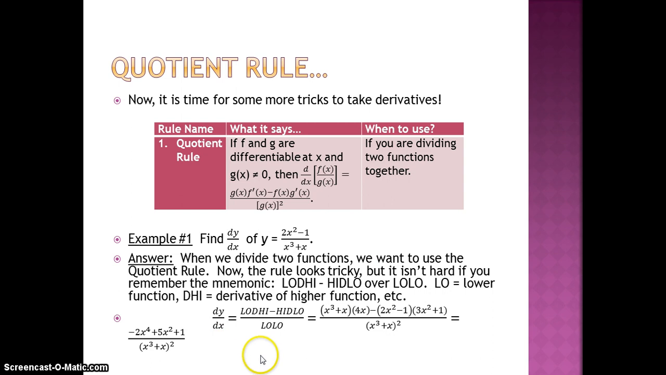So in this case, we apply low d high minus high d low over low low. Low is x cubed plus x. D high is 4x. High is 2x squared minus 1. D low is 3x squared plus 1. And low low, which is low squared, is x cubed plus x all squared. Yes, I will ask you to simplify the numerator. When you do that, you get negative 2x to the fourth plus 5x squared plus 1 over x cubed plus x squared.